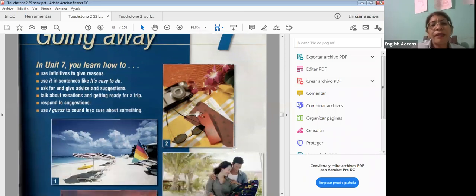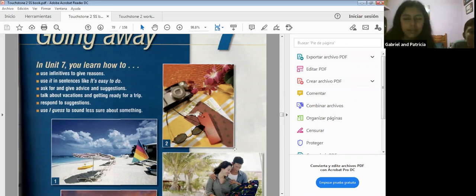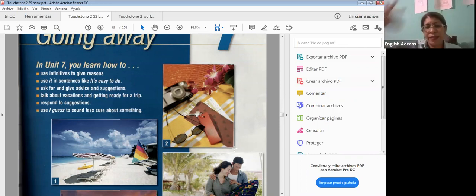And here we have the learning objectives. It says in unit 7, you learn how to, let me see, you 1, 2, 3, 4. Okay. Patty, you're going to read the number 1. Then we're going to continue with Gabby, Diana, Fernanda, and again, Patty. Like this, 1 and 1, okay? Patty, Gabby, Diana, Fernanda, and so on.